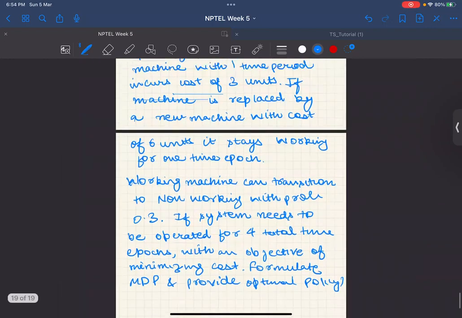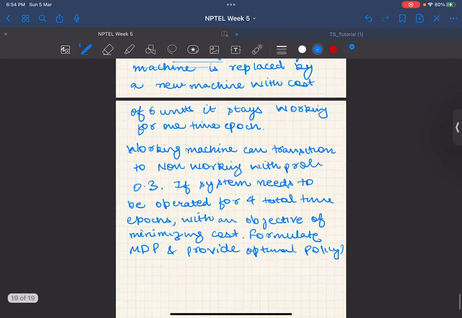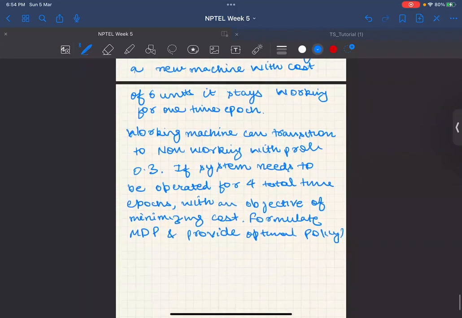So what is the question? A machine can be in a working or non-working state. So what is the state here? Working or non-working, 2 states. Now, if working, operating the machine incurs 0 cost. On the other hand, operating a non-working machine for 1 time period incurs 3 units. If the machine is replaced by a new machine, it will have 6 units of cost. A working machine can transition to non-working with probability 0.3. I can say working to working is 0.7 probability and working to non-working is 0.3.